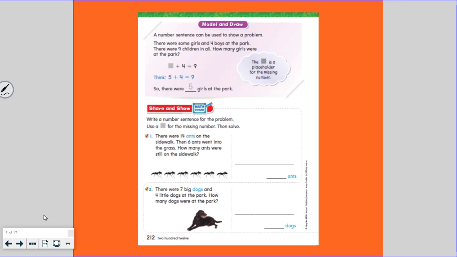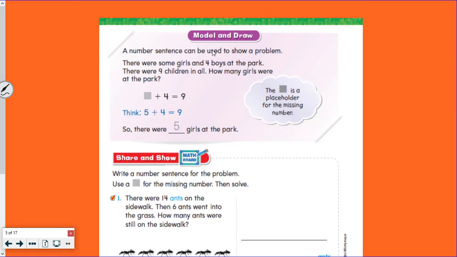All right, so that brings us to the model and draw. And so the model and draw today says, a number sentence can be used to show a problem. There are some girls and 4 boys at the park. There were 9 children in all. How many girls were at the park? So we're going to think of this problem as there's some girls plus 4 boys at the park. There are 9 children in all, right? In all means total. How many girls were at the park? So we're trying to find the missing number.